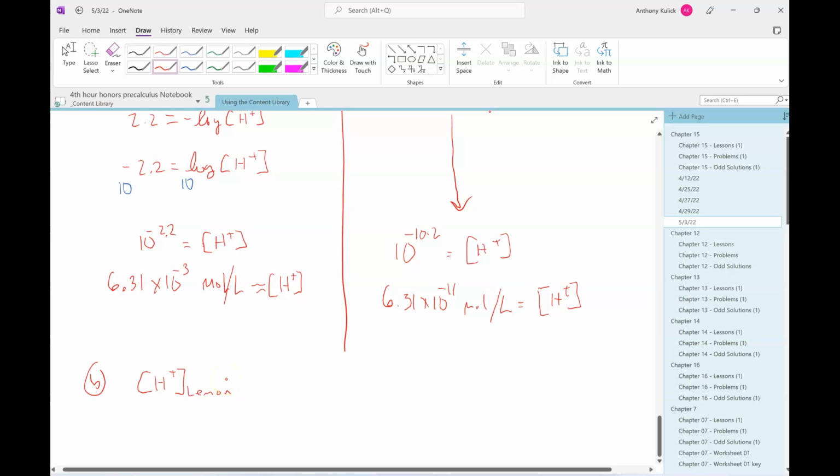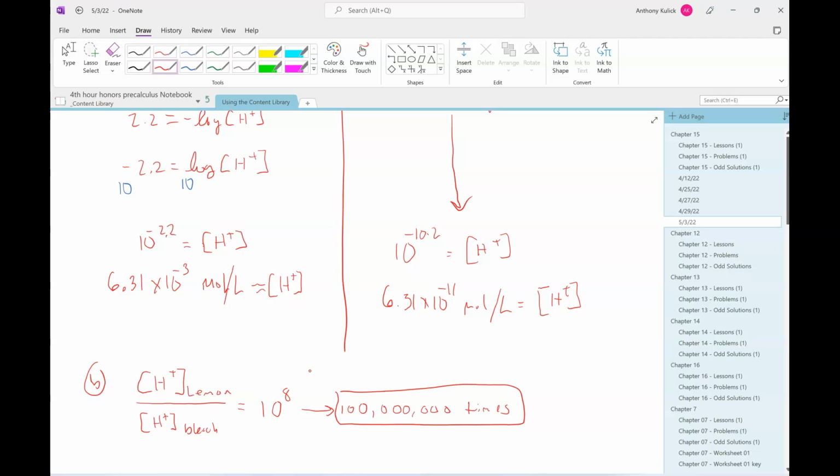How many times greater is one thing than the other? What are we really going to be doing there? Division. So when I do that, I get 10 to the 8th. So it's that lemon has 100 million times more hydrogen ions than the bleach. It's a lot.